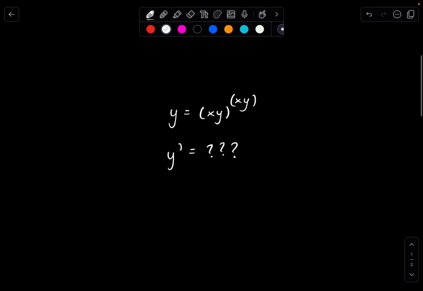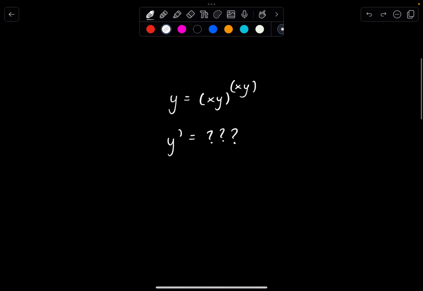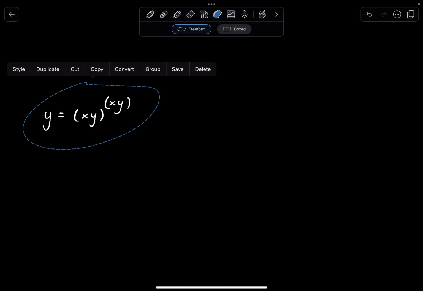Today we're going to be looking at a very interesting problem, as you can see here. y equals (xy) to the power of xy, and we're trying to find the first derivative. So let's get started. I'm going to move this to the side, and let's write this.